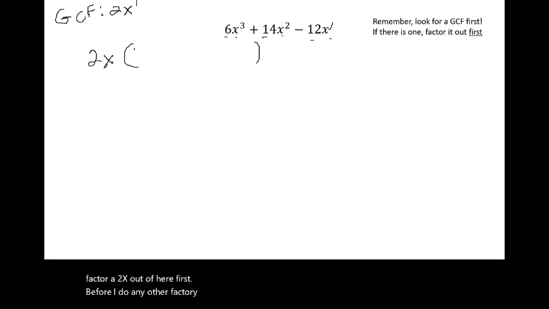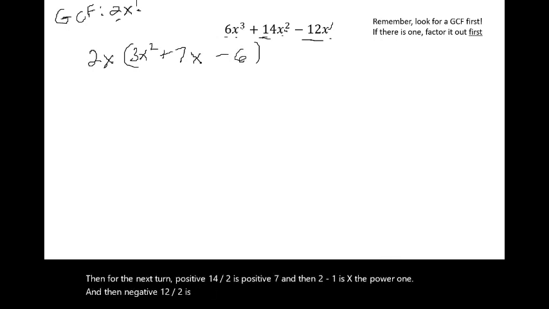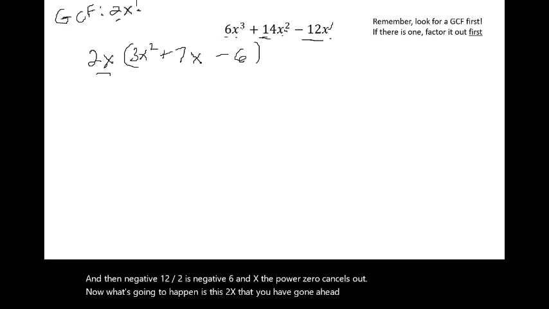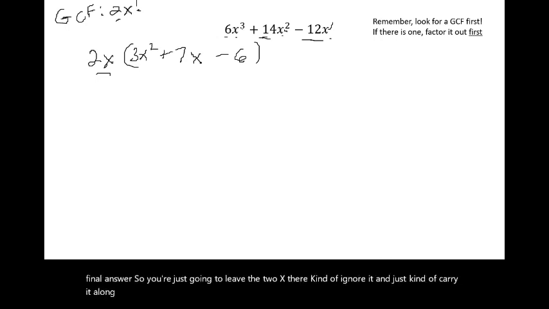So 6 divided by 2 is 3, and then 3 minus 1 is x to the power 2. Then for the next term, positive 14 divided by 2 is positive 7, and then 2 minus 1 is x to the power 1. And then negative 12 divided by 2 is negative 6, and x to the power 0 cancels out. Now, this 2x that you have factored out, you're not going to do anything with it anymore, but don't get rid of it because it is going to be part of the final answer. So you're just going to leave the 2x there, kind of ignore it, and carry it along through the rest of the factoring, and then it will be part of your final answer, hanging out in the front.